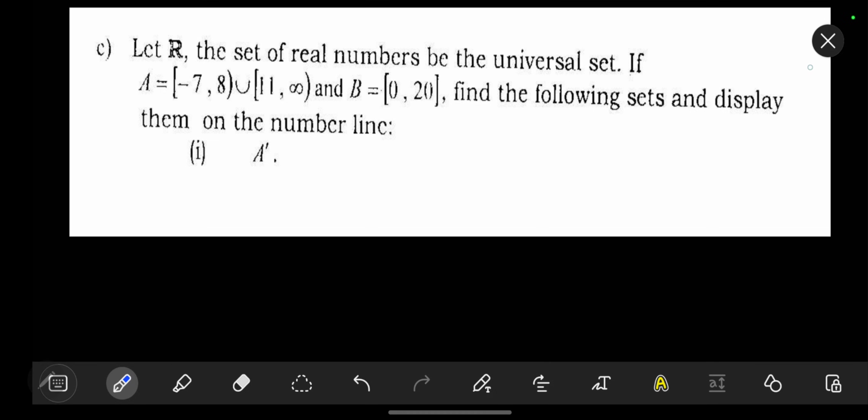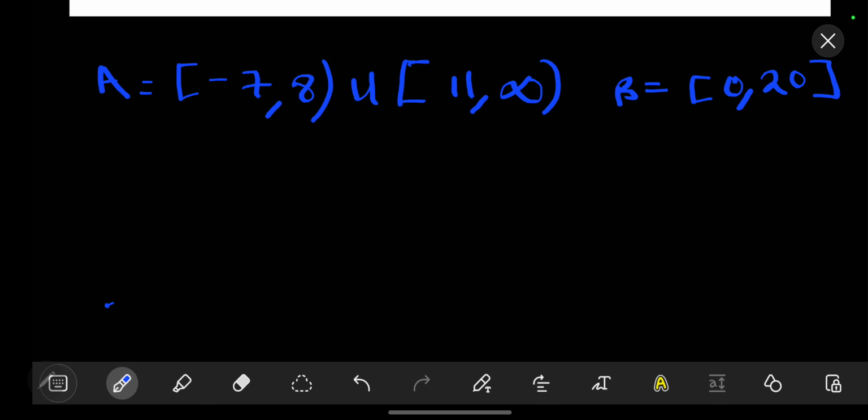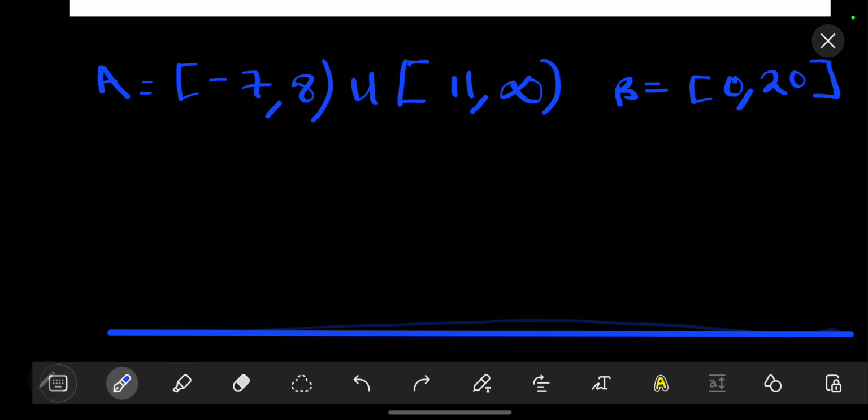So for our second problem, it says that let R, the set of real numbers, be the universal set. If A is equal to this and B is equal to this, find the following sets and display them on a number line. So the first thing that we need to do is show these sets. Then we are going to just have one diagram. So what we are going to do is shade them on a number line. So we have something like this.